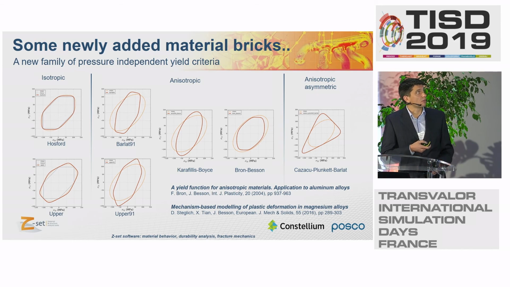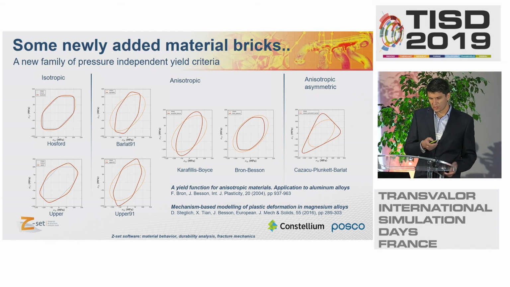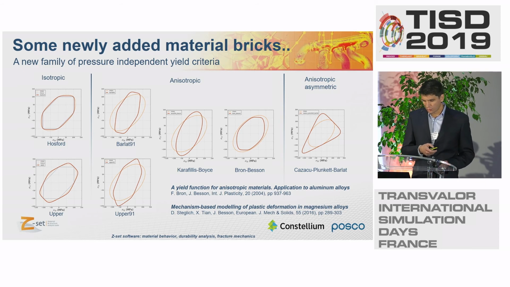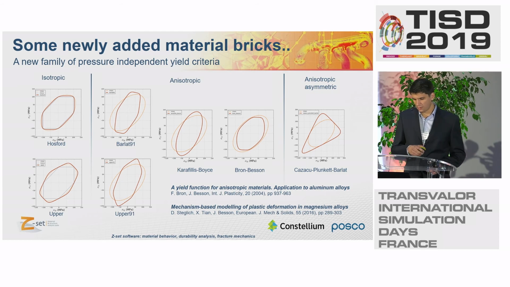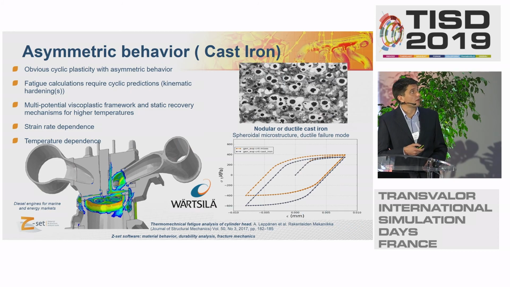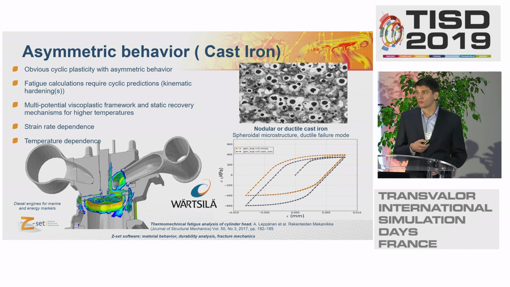Here you have, for example, a new family of pressure-independent yield criteria, ranging from isotropic, anisotropic, and isotropic asymmetric criteria, and it's very important for aluminum alloys and magnesium alloys applications. One example of asymmetric behavior is for cast irons. This is a very important material model for us. So it's used for diesel engines for marine and energy markets.